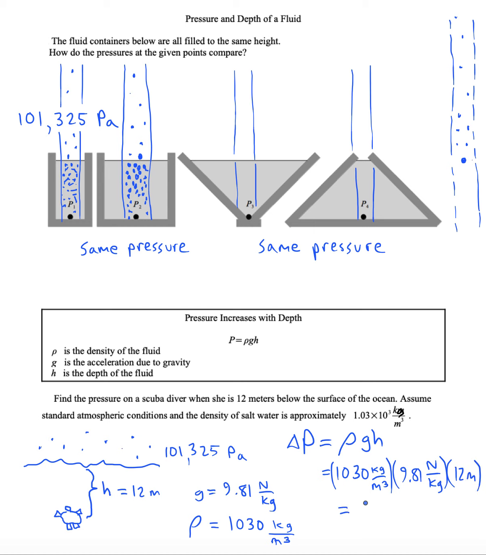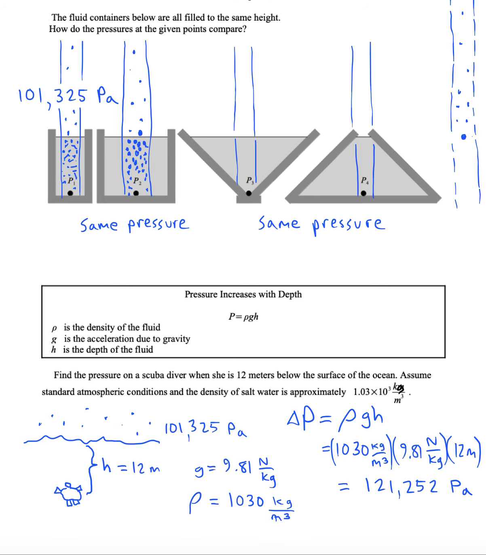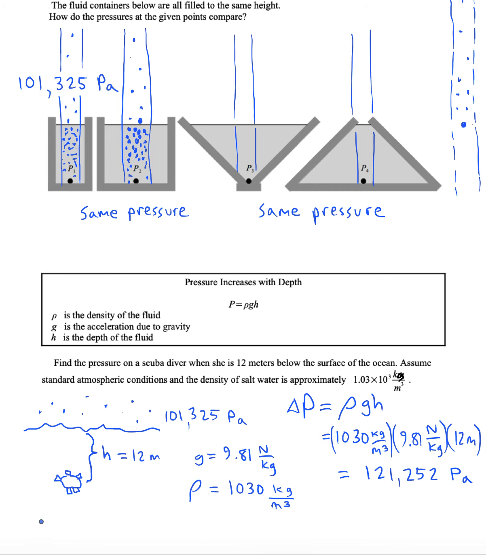Alright, our change in pressure is 121,252 pascals. Maybe more than you'd think. That's actually more than atmospheric pressure itself. Now keep in mind, this is not going to be the absolute pressure where she's located. It's just a difference between the surface and her. So if we want to get that absolute pressure, then we want to take the atmospheric pressure here and then add.